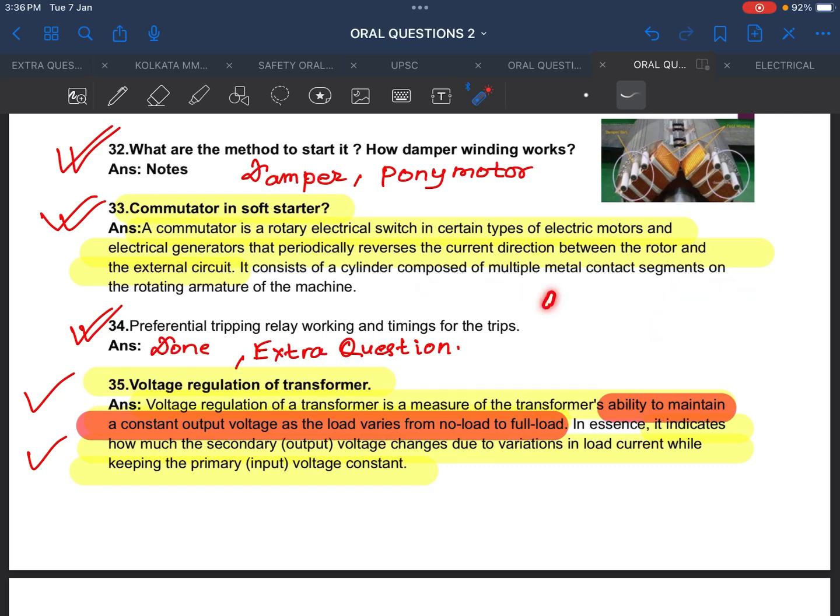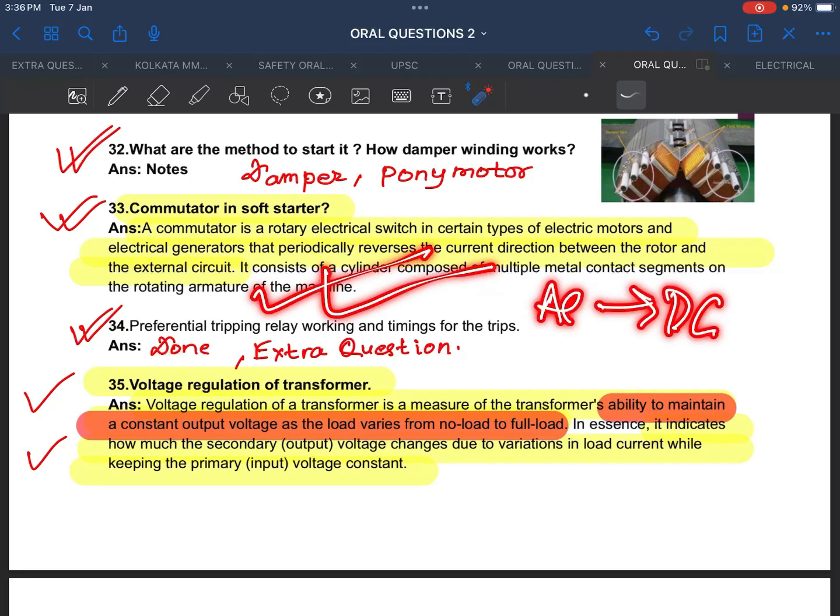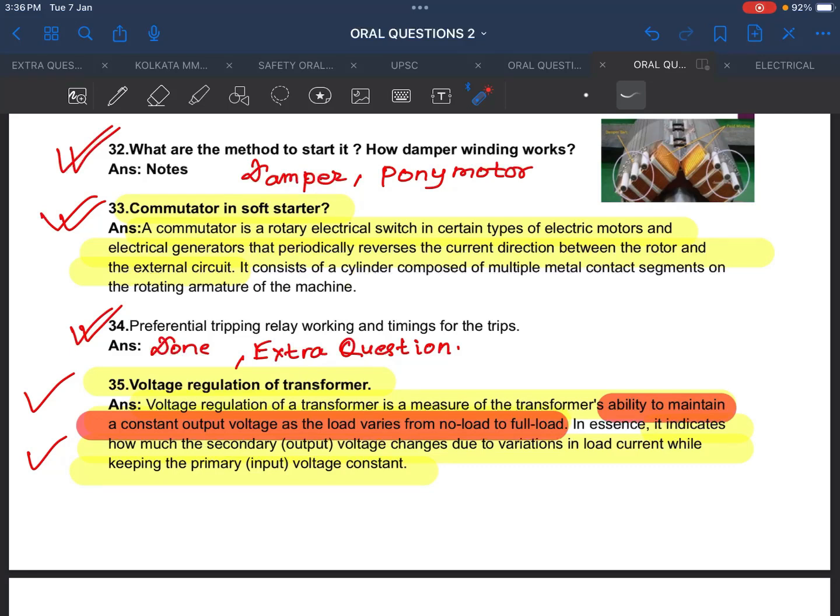Okay, and it also converts AC into DC. The main purpose is there. I already explained it in the part 3 lecture. You can just go and watch there, a complete explanation is there. So you can read here.